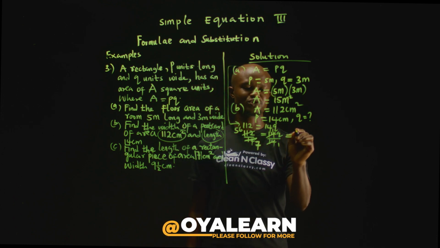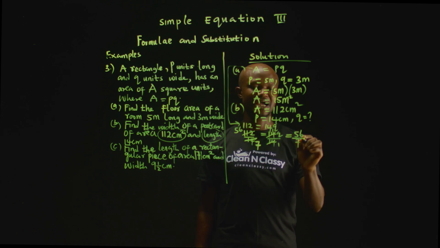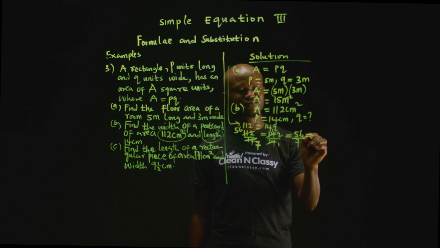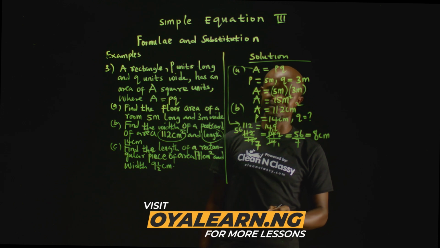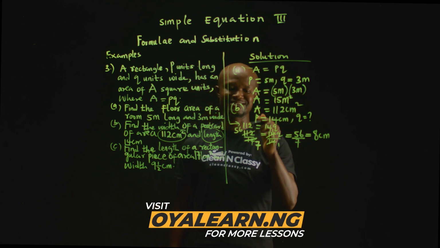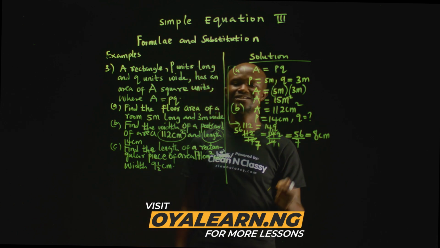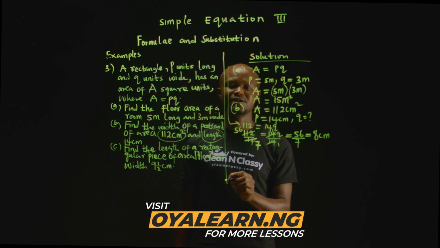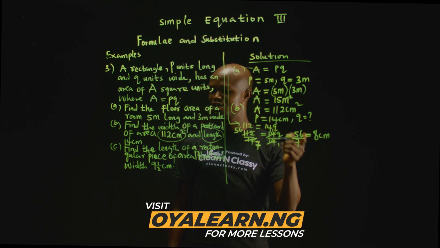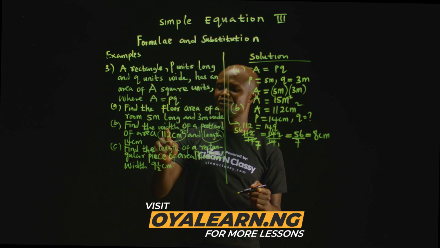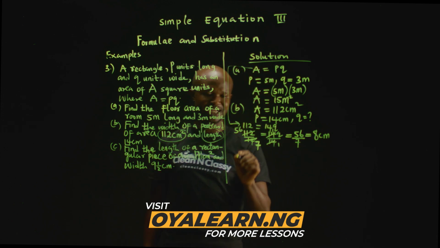So Q equals 56 divided by 7. And 56 divided by 7 will give us 8. So this gives us 8 centimeters. In a nutshell, 112 divided by 14 will give us 8 centimeters. Now we have solved the second problem because we had to find the value of Q, which is the width. So Q equals 8 centimeters. Let's go to part C.